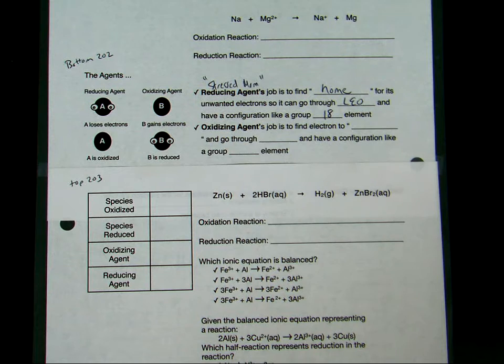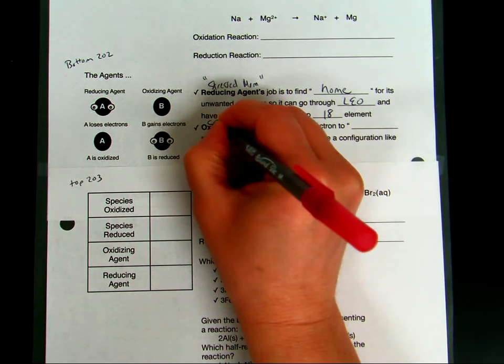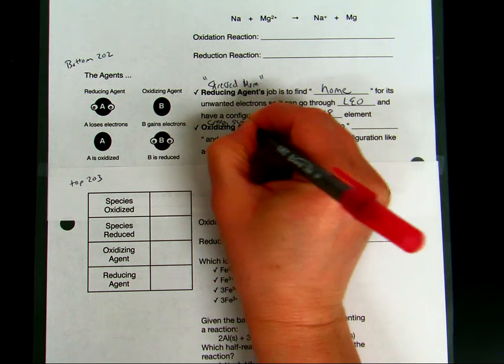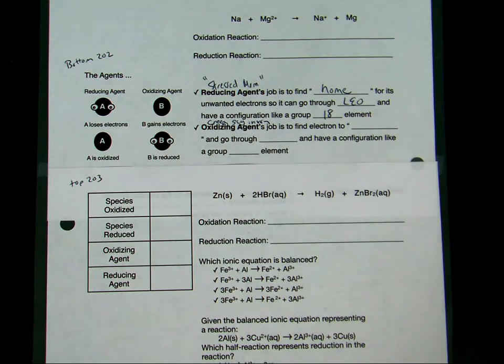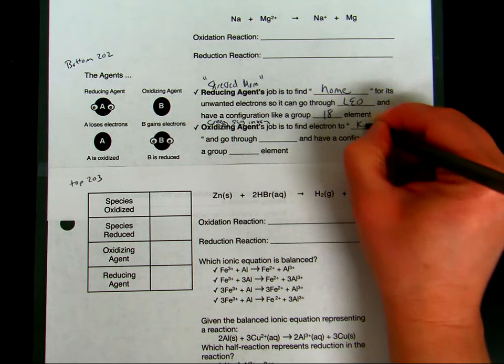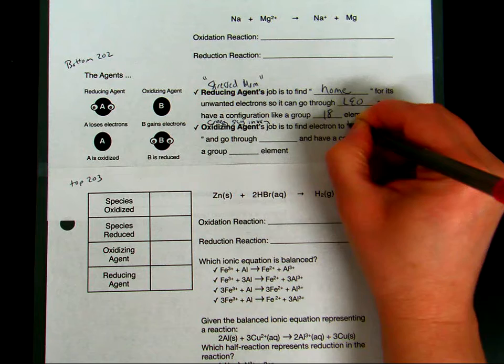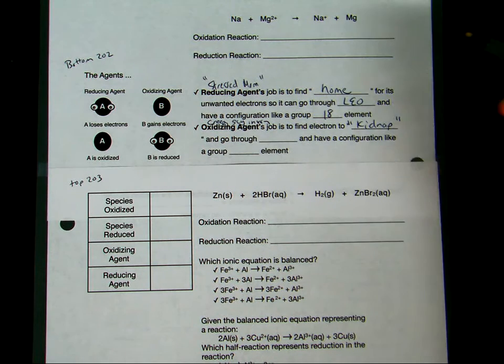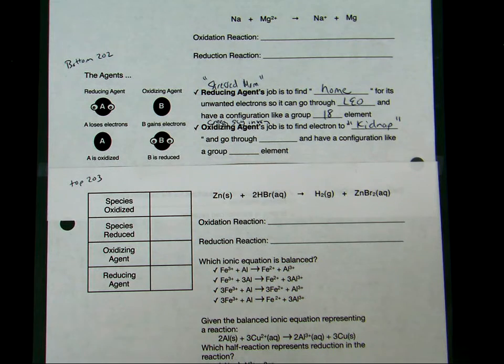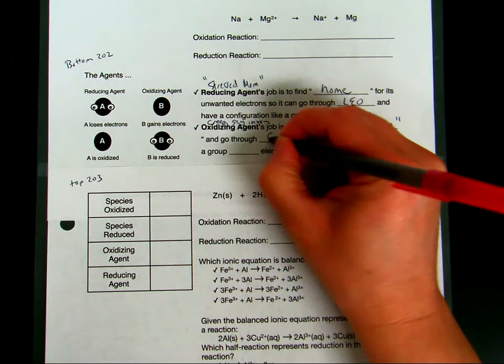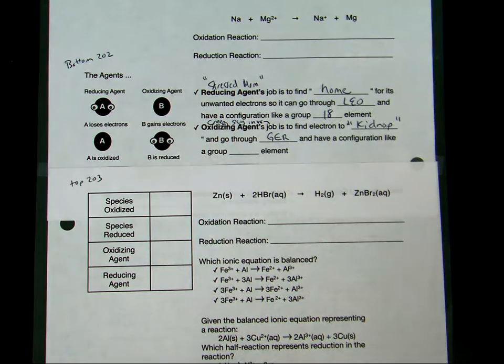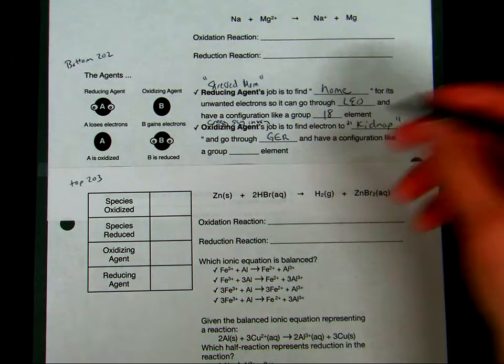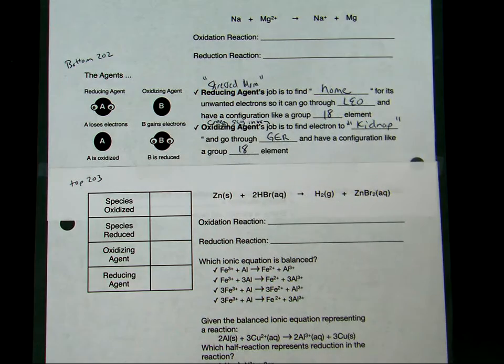Now the oxidizing agent, I like to think about as like a creepy guy in a van. So creepy guy in the van is driving around and is trying to find electrons to kidnap. So he's a really bad guy. And when the oxidizing agent has found electrons to kidnap, it is now able to go through the GER process and gain those electrons and have a configuration like a group 18 element.